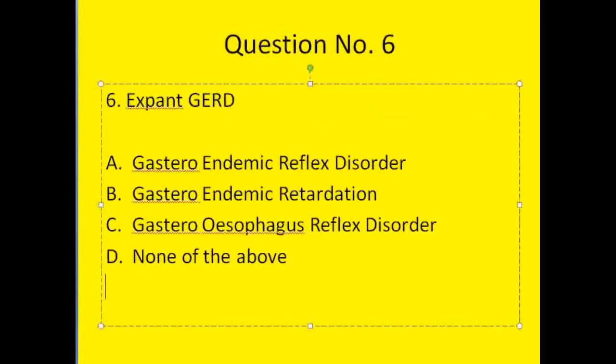Question number 6. Expand GERD. Gastroendemic reflex disorder is wrong. Gastroendemic retardation is also wrong. The correct one is gastroesophageal reflux disorder. This is the correct answer. The remaining 3 are wrong. So the correct option is C.